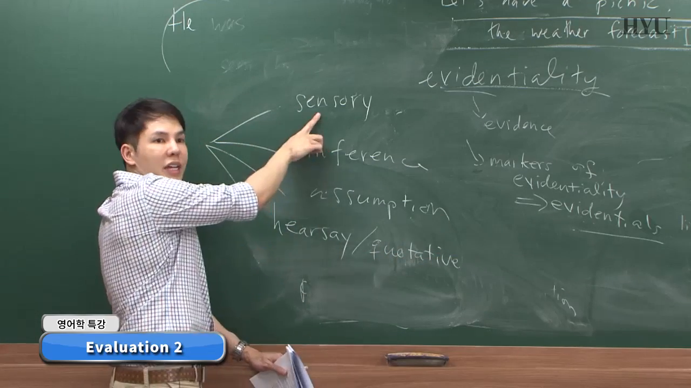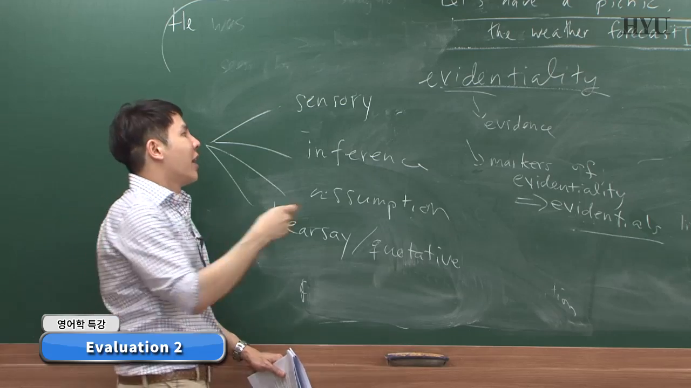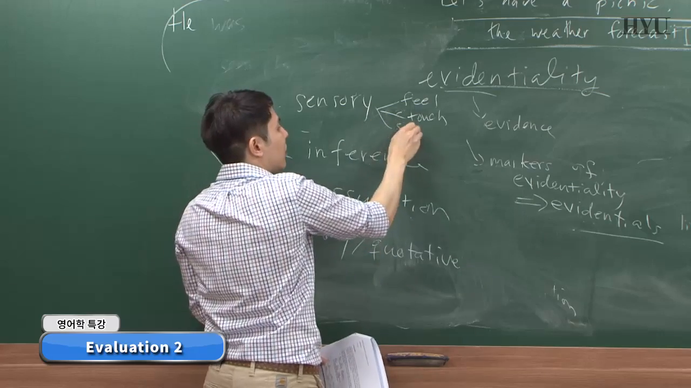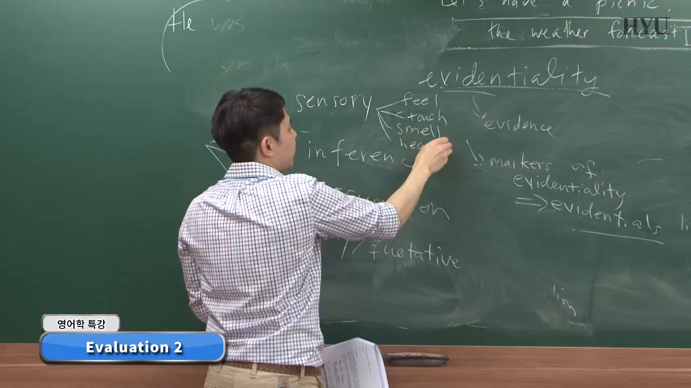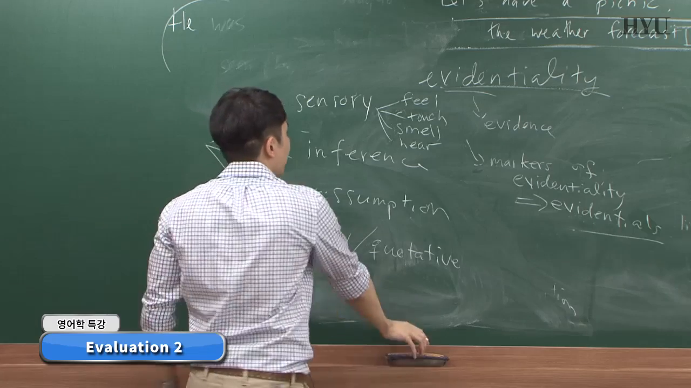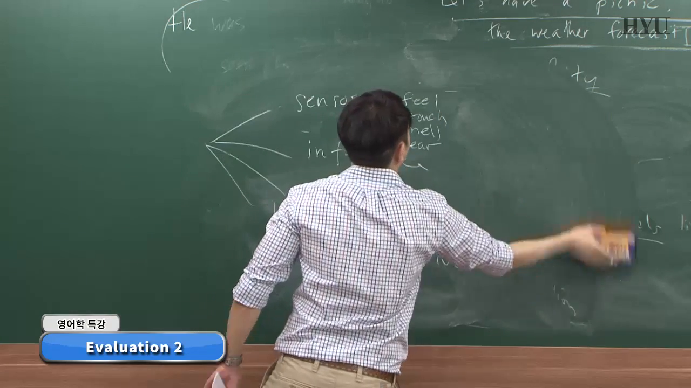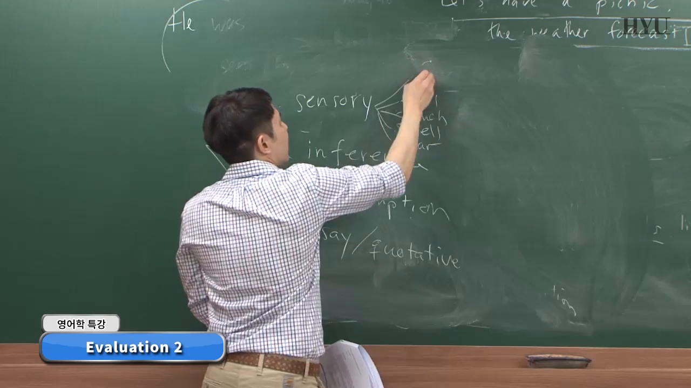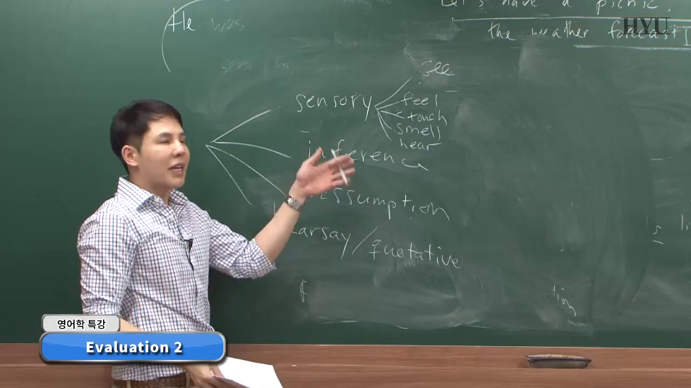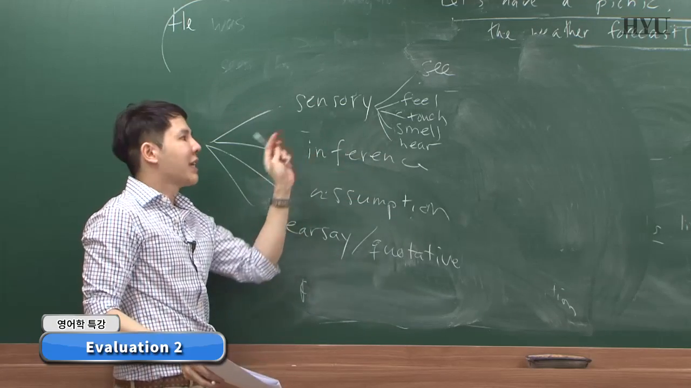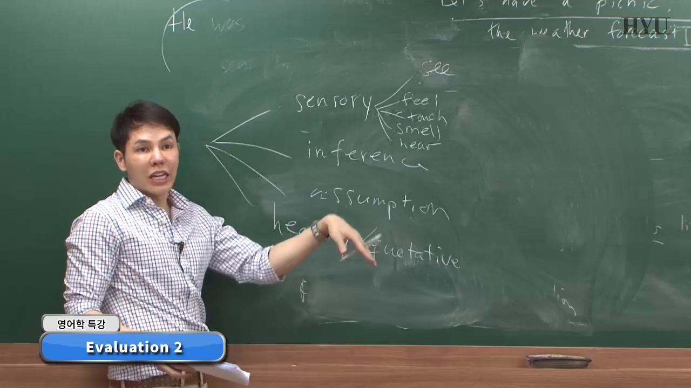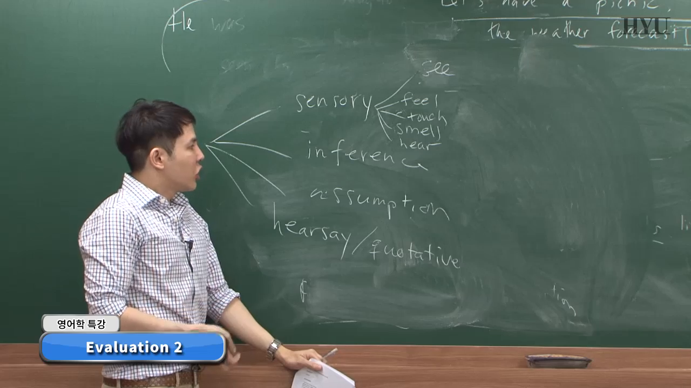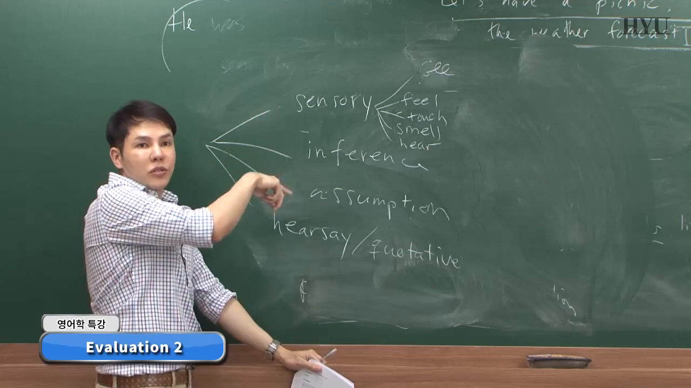Okay? Sensory, based on your 5 senses, right? Feel, touch, smell, hear, and then see. So in English, we mark it as I saw, I felt, I touched, I smell, I hear, I heard, like that. Number 2, inference. So these are evidentials, right?